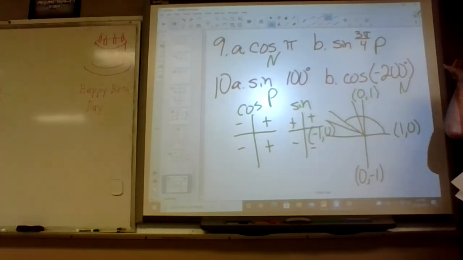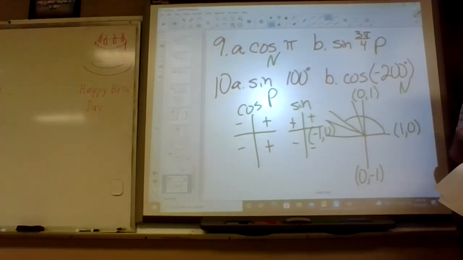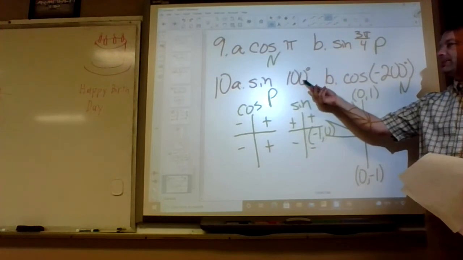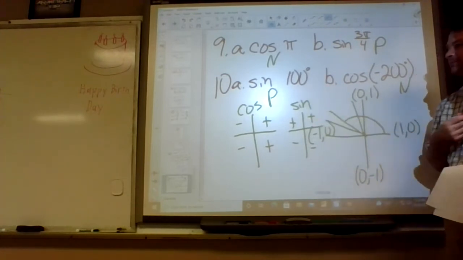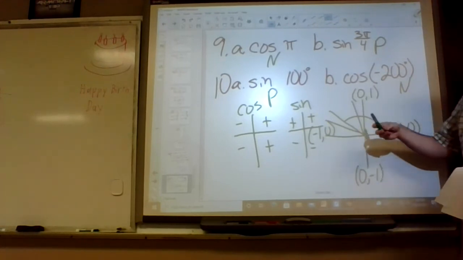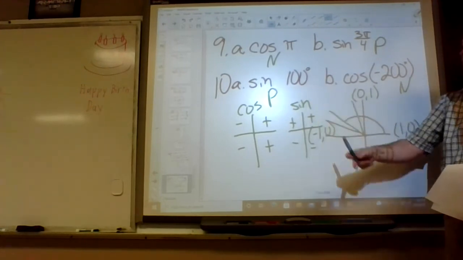And how would you even cheat on a calculator? You just plug it in your calculator and it'll probably say something like 0.879. It says negative. But cosine of pi is negative. If it says positive, something's wrong. This should be negative.